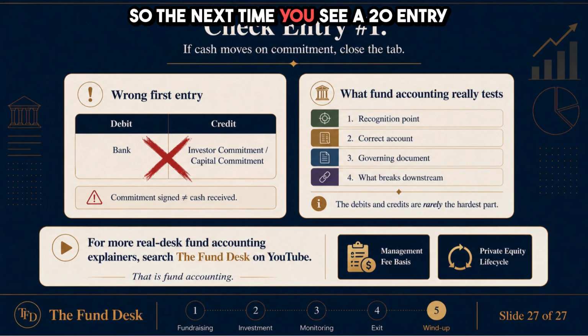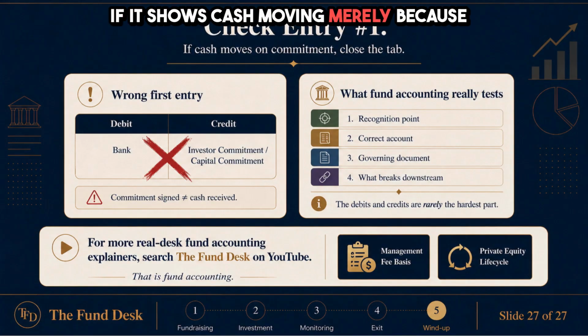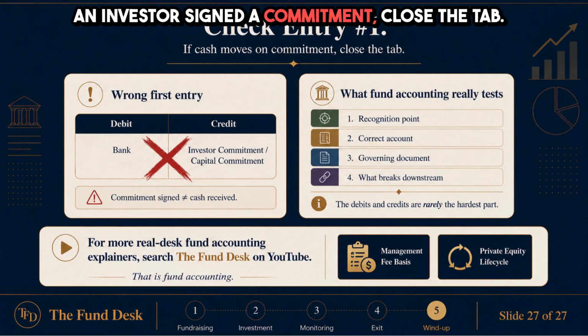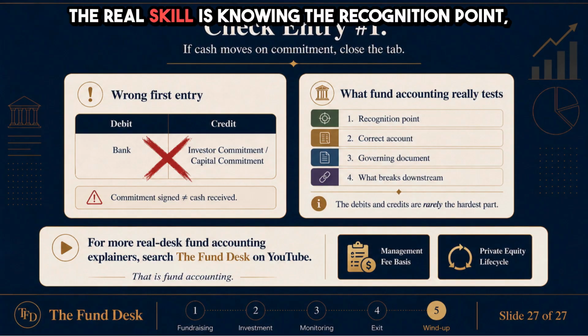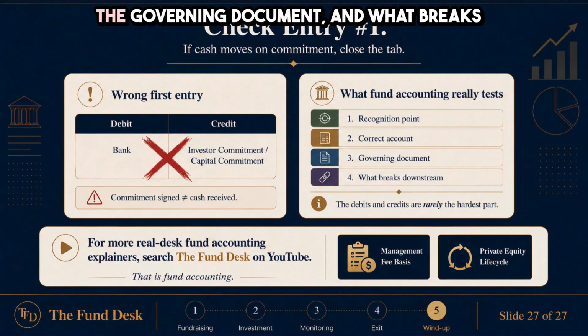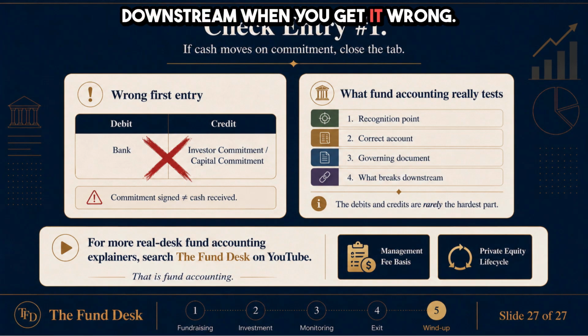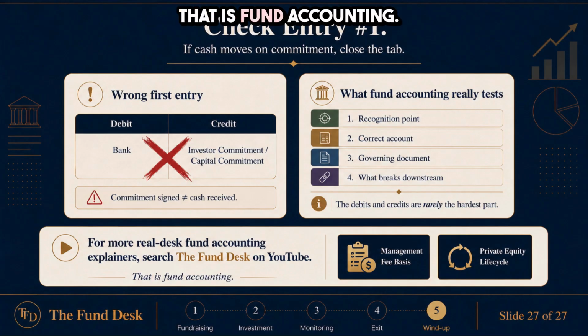So the next time you see a 20 entry cheat sheet, check the first entry. If it shows cash moving merely because an investor signed a commitment, close the tab. The debits and credits are rarely the hardest part. The real skill is knowing the recognition point, the correct account, the governing document, and what breaks downstream when you get it wrong. That is fund accounting.